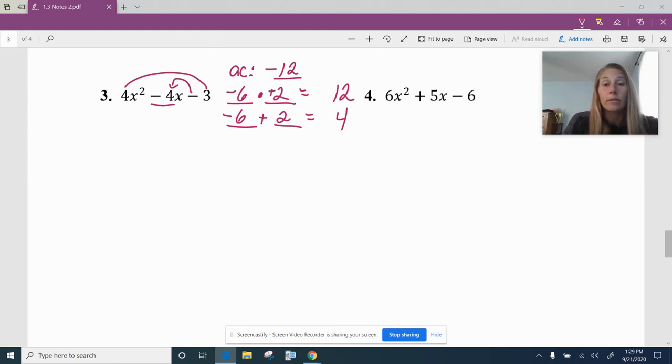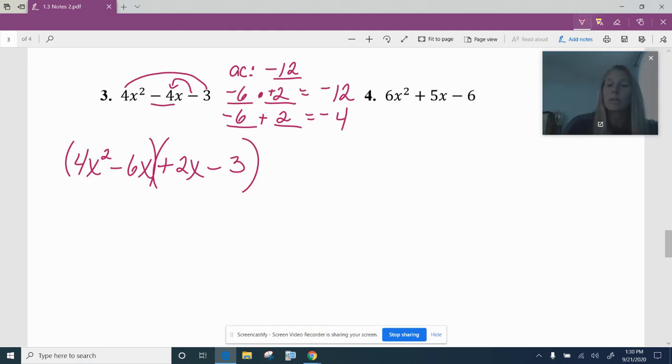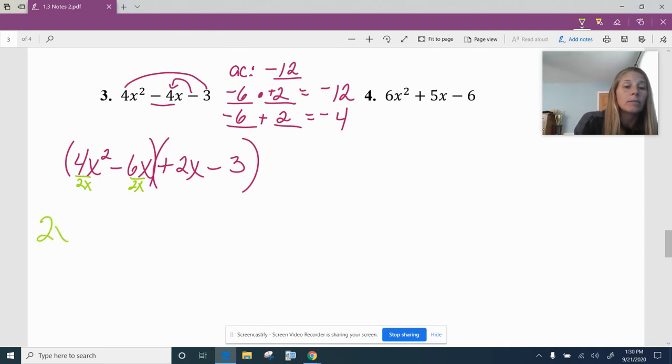Because negative times a positive will give me that negative 12 I need when I multiply, and negative 6 plus 2 will give me that negative 4 I need when I add them up. So now I can rewrite my problem, 4x squared minus 6x plus 2x minus 3. And then I go to my two GCFs. So what's my GCF of the first two terms? Well, it looks to me like both of those could probably be divided by a 2 and also an x. So that's going to be my GCF there. And that's going to leave me with 2x minus 3.